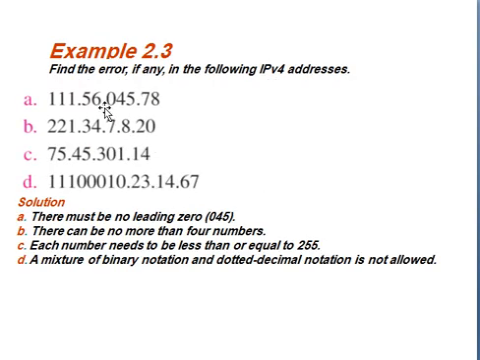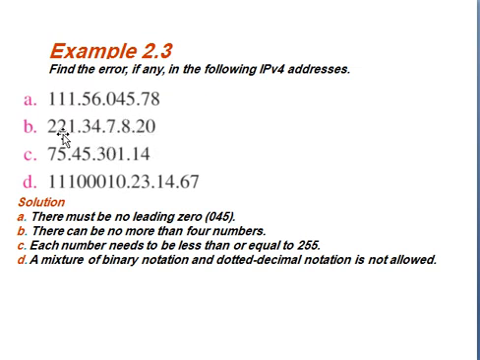So this is an example to find the error. As you can see here, the number is 111, 56, 045 and 70. What is the error? What's wrong in this number? The 0 on the left side in decimal representation numbers should not be mentioned. So the mistake in here is this 0. It should be deleted. The next number is 221, 34, 5, 7, 8, 20.